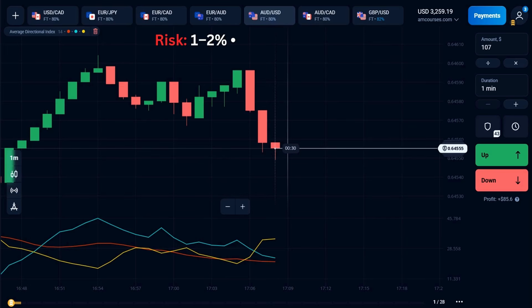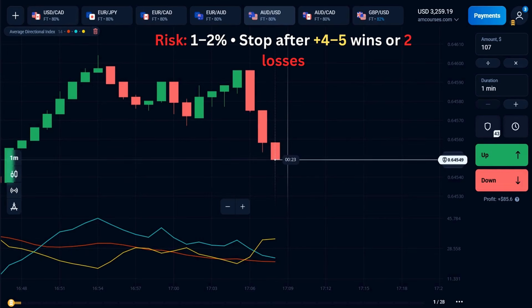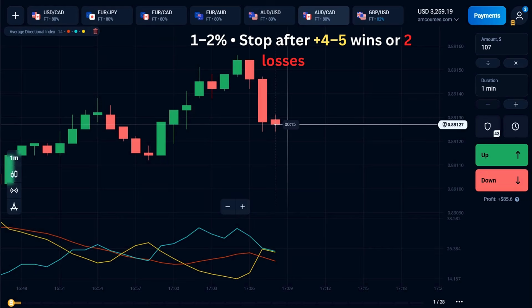Always manage your risk. Risk only 1 to 2% of your balance per trade. Have a daily rule. Stop after 4 to 5 wins, or stop if you lose 2 trades in a row. Never increase trade size to chase losses. Discipline is what keeps you in the game long term.